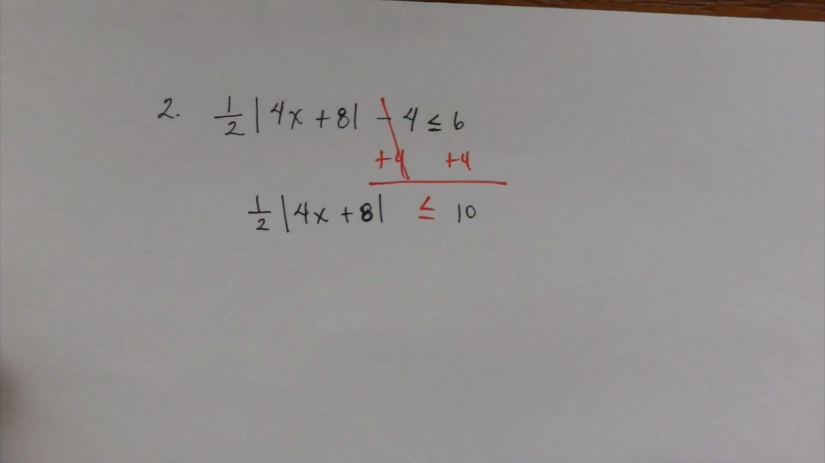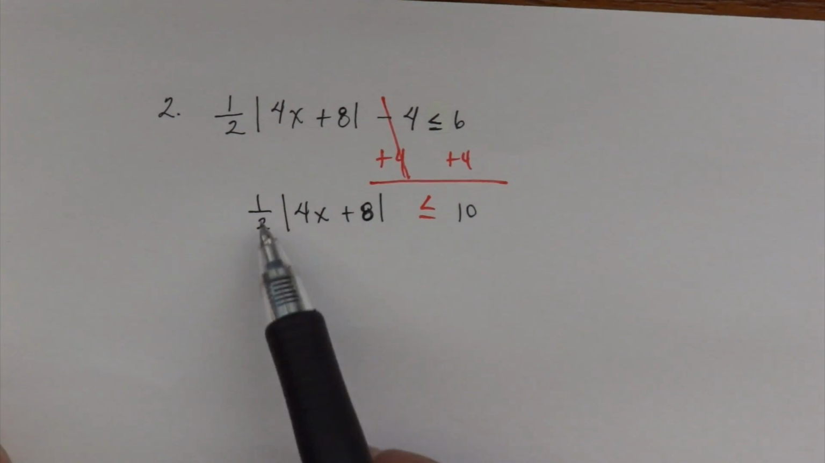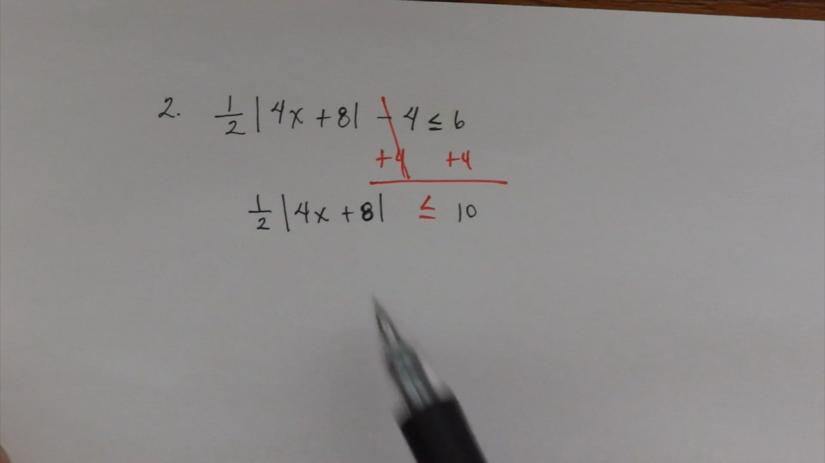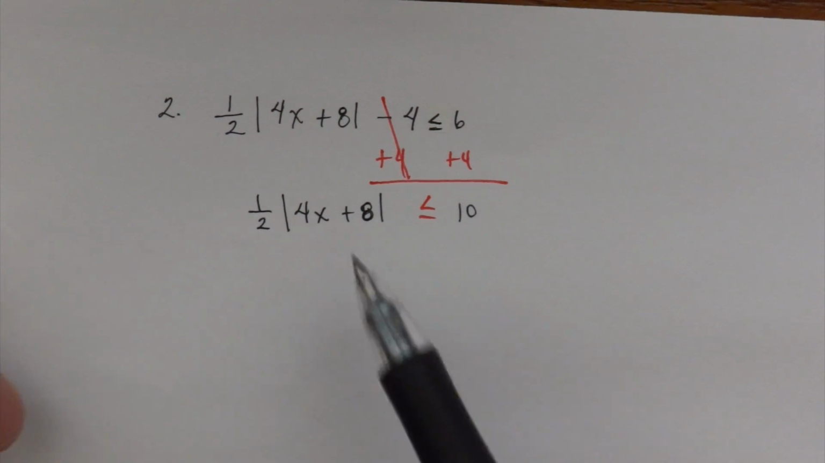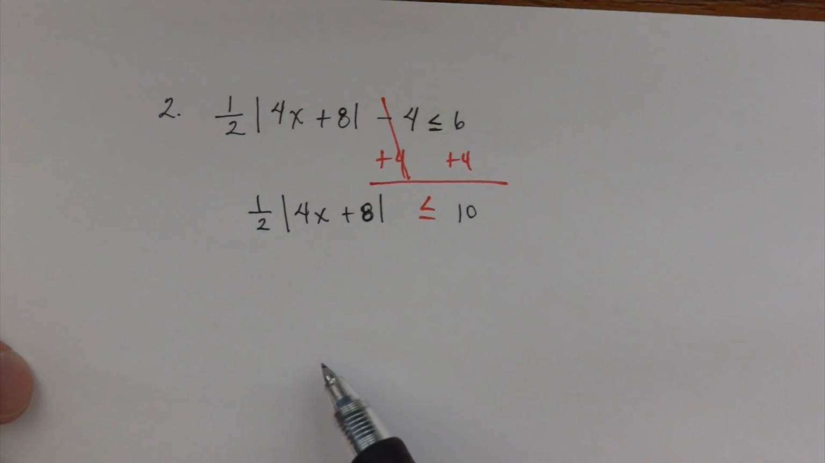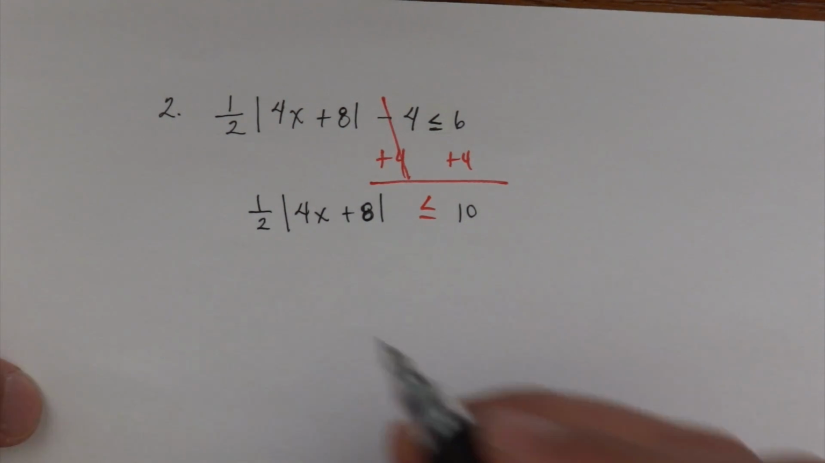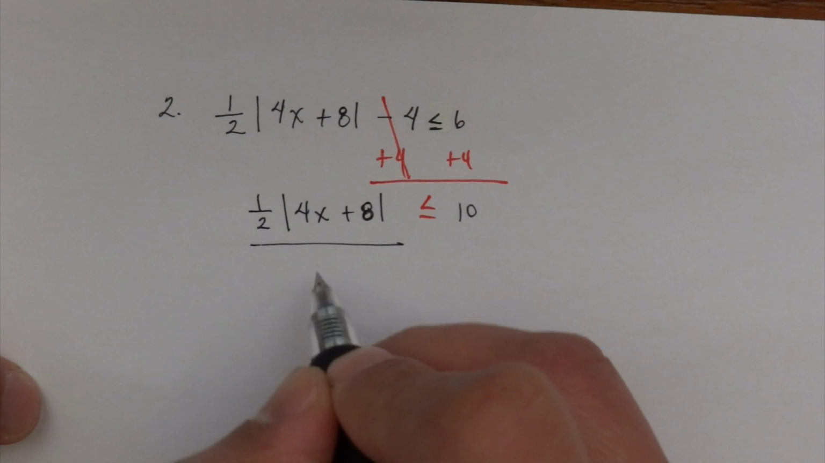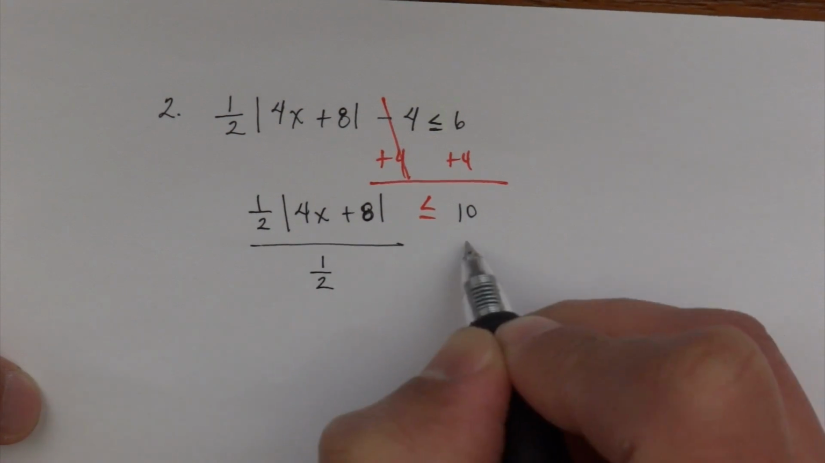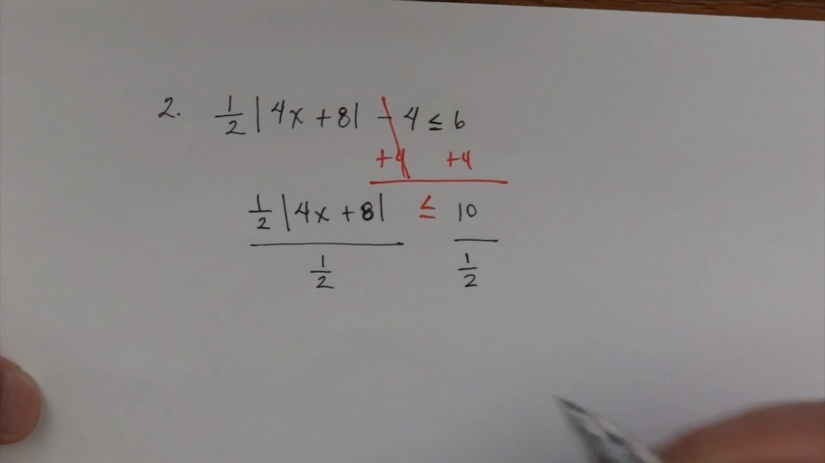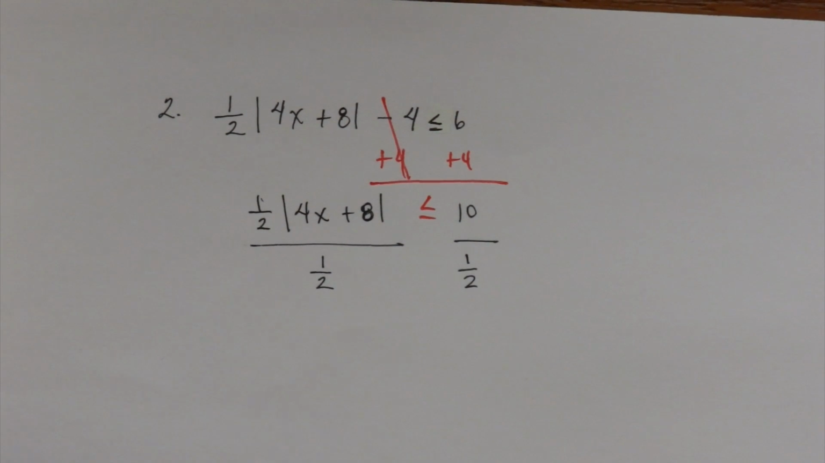Okay. Now from here, what do I do now? Well, this means multiplication. I've got to get rid of it. Now there are two ways you can think about it. You can either divide by 1/2 or multiply by the reciprocal. I'm just going to go ahead and divide by 1/2. Either way, a lot of students see this. Okay. 1/2 divided by 1/2, same thing.